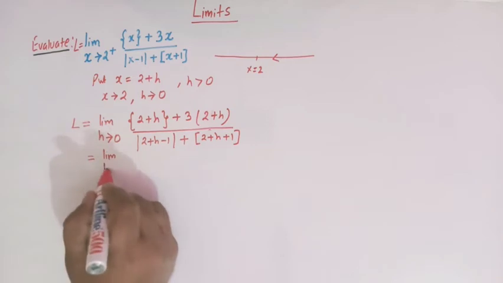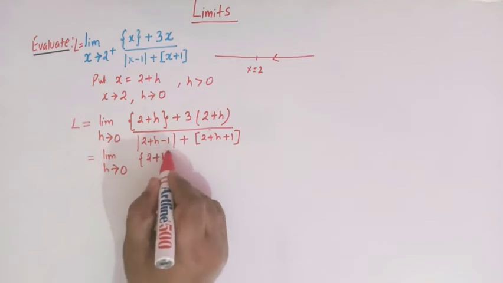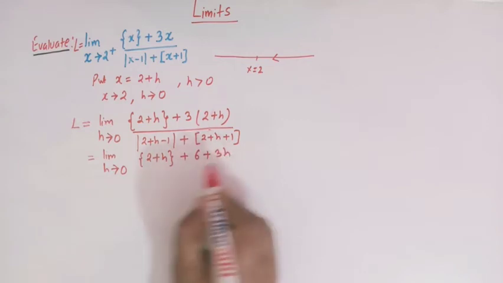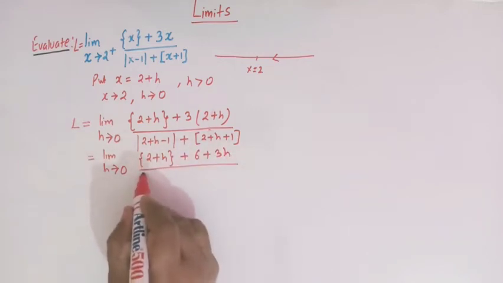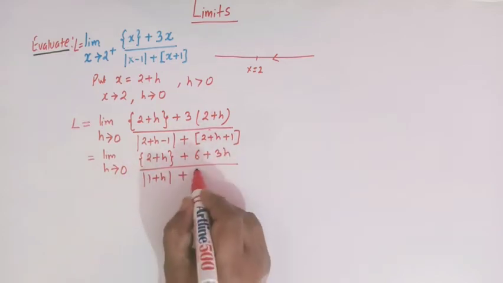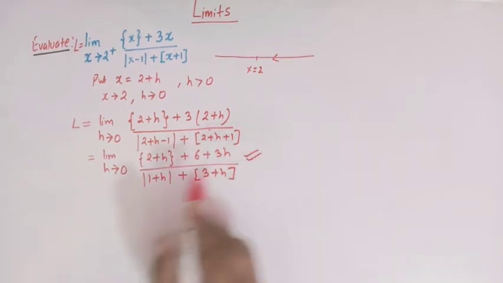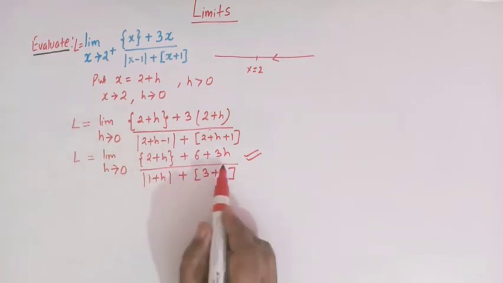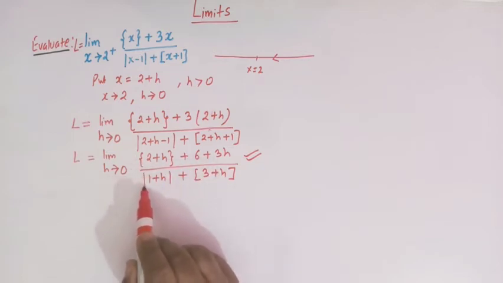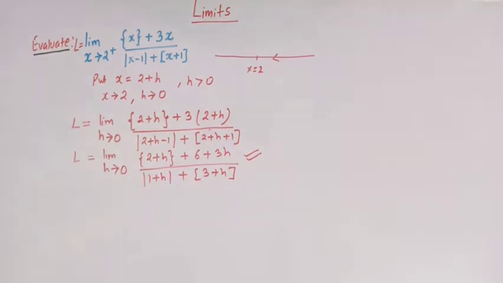Limit h tends to 0 of the fractional part of 2 plus h plus 3 times 2 plus h, that is 6 plus 3h, and in the denominator we have mod of 1 plus h plus greatest integer of 3 plus h. Now this is a very important step, and here we have to make use of the standard definitions of fractional part function, absolute value function and greatest integer function, and let us see how we can do it.